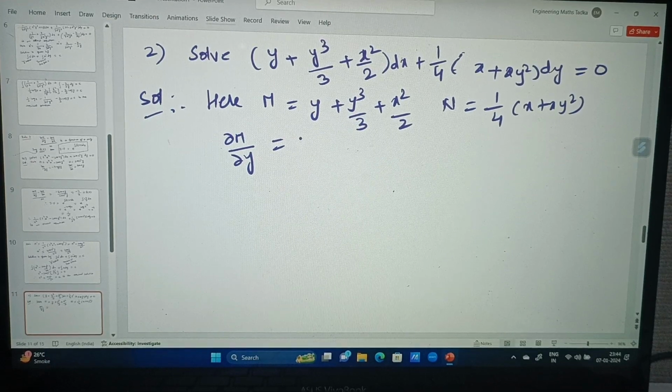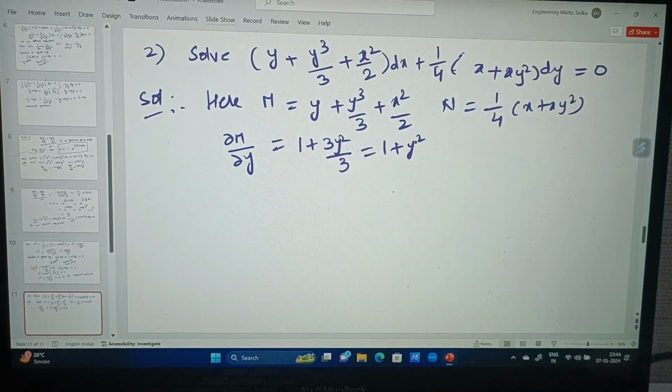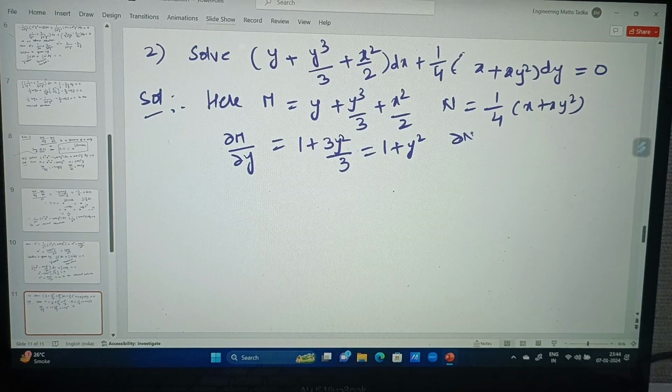It is nothing but 1 plus 3y square upon 3, which can further be written as 1 plus y square. What is the value of dou n by dou x? 1 by 4 as it is, you have to write. The derivative of x is 1. What is the derivative of xy square? The derivative of x is 1, multiplied by y square. You will be getting the answer as 1 upon 4 into 1 plus y square.